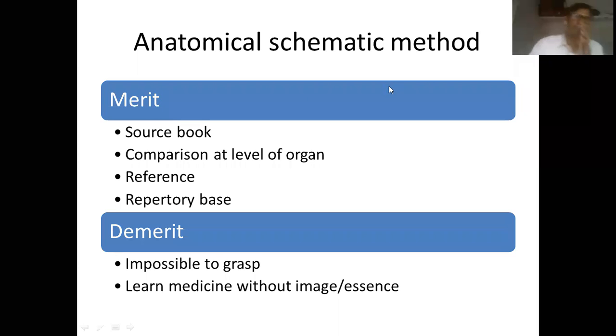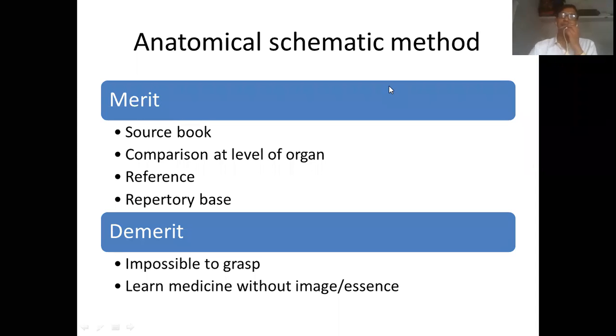Any difficulties so far about learning this anatomical schematic method? Whenever you come to the college, I will again demonstrate what these books are and how they are arranged. If you have any difficulty, please share with me on WhatsApp. So we'll continue with this anatomical schematic method.